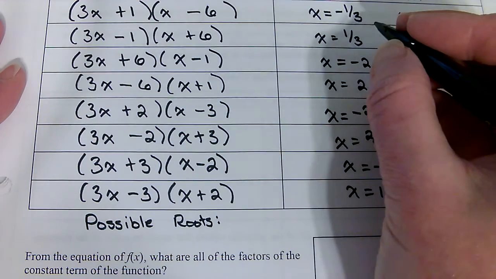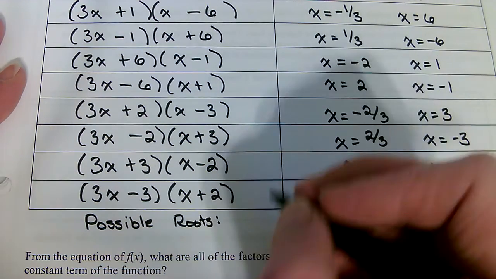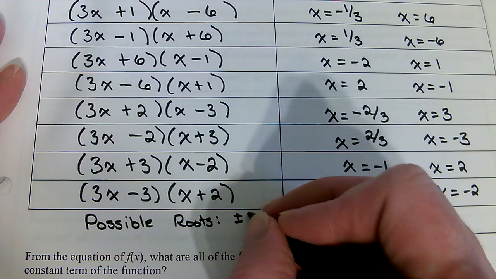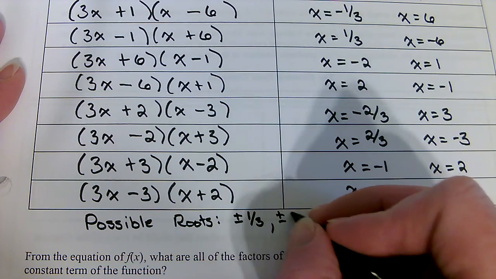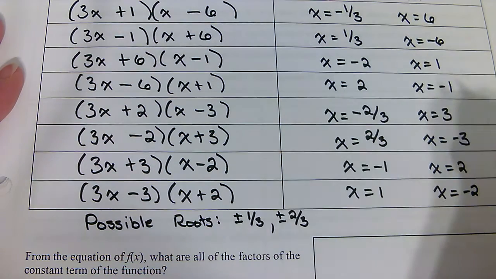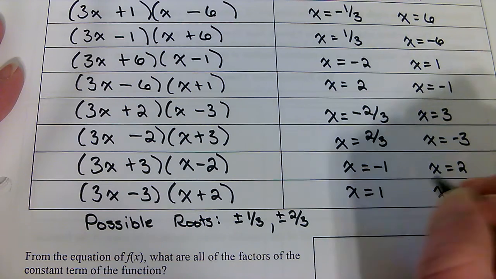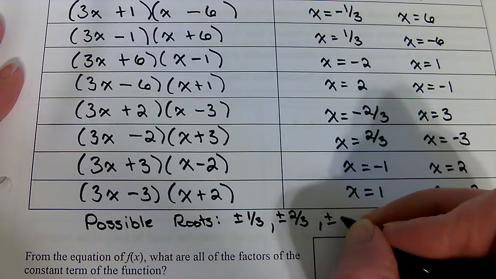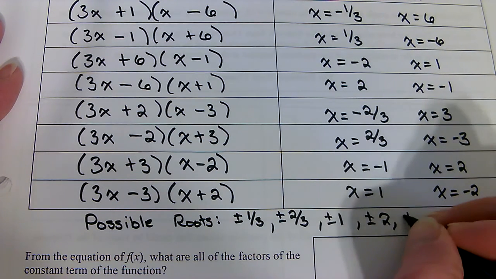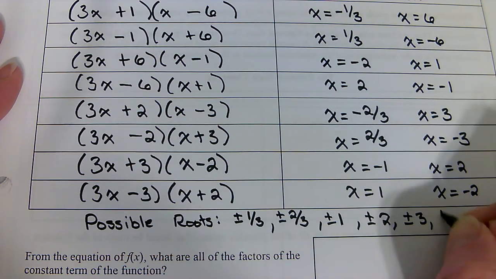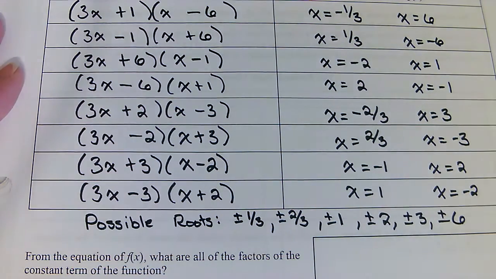So we had positive or -1/3. I'm going to start with those fractions. I have positive and -2/3. Then let's think about the integers. Positive and -1, positive and -2, positive and -3, and positive and -6.